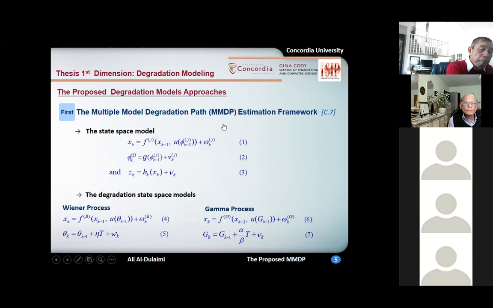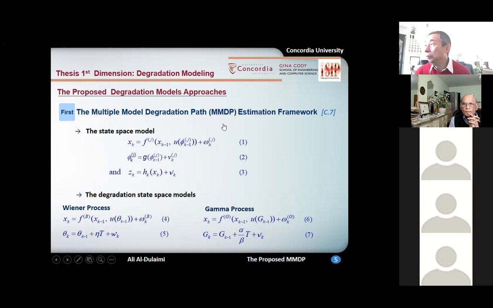The first proposed degradation modeling approach, as we just mentioned, is the multiple model degradation path estimation framework that combines multiple model adaptive estimation with degradation analysis based on particle filters to derive a set of candidate degradation models. Each degradation model is used to perform state analysis of the system.